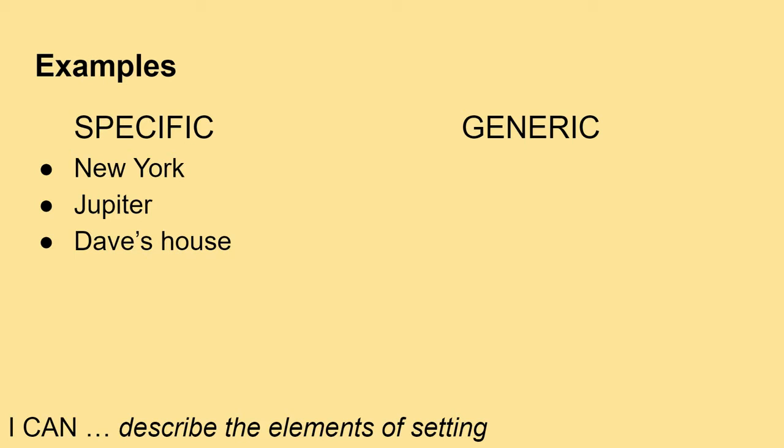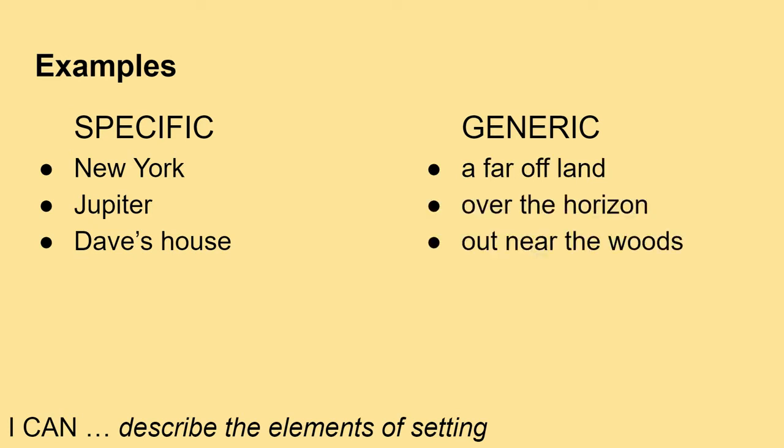Dave's house. Generic locations would be things like a far off land, over the horizon, out near the woods. Okay, a far off land doesn't tell me exactly where. How far off? Over the horizon. If you went outside and you stood in your backyard and you found the horizon, you pointed at it, and you started moving around 360 degrees in a circle, that horizon would go all the way around you. So you wouldn't even know which direction to start heading. Out near the woods. Well, which woods? What constitutes being near those woods? Okay, those are all generic locations.